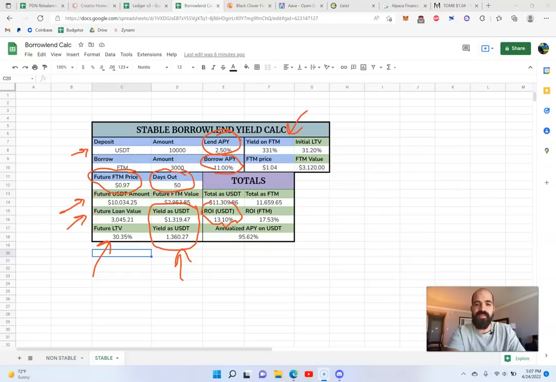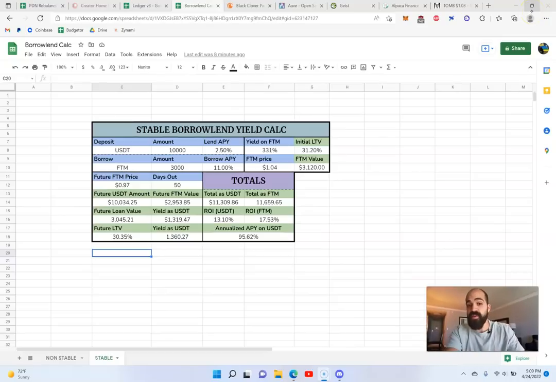For ROI as Phantom it is even higher, because that yield, if you were to use it as USD value, would be 17% of your initial. Okay, cool. So let's exit all that and talk about this. Now, it's a 95% annualized yield on USDT using this strategy, given that Phantom Tomb can go on forever.